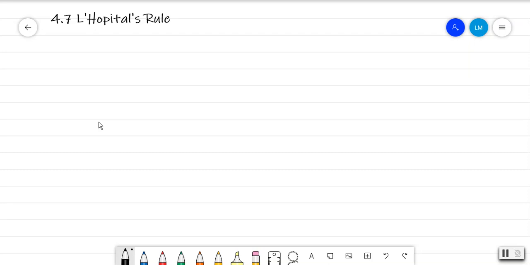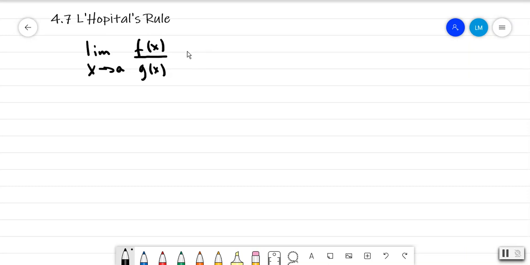Hello, in this section I'm going to talk about L'Hopital's rule, but we really call it indeterminate limits. Okay, so let's say that you have a limit as x approaches a of f of x over g of x, but of course, we have to have that the denominator does not equal 0.